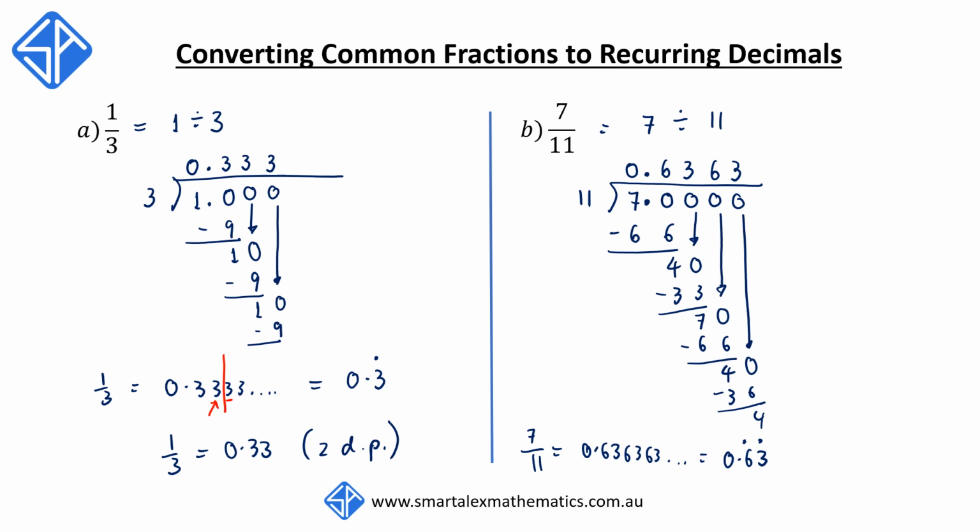If you're asked to round this to 3 decimal places, we're going to draw a line 3 digits after the decimal point. But because that's a 3, which is less than 5, this 6 stays the same. So this is also equal to 0.636 rounded to 3 decimal places.